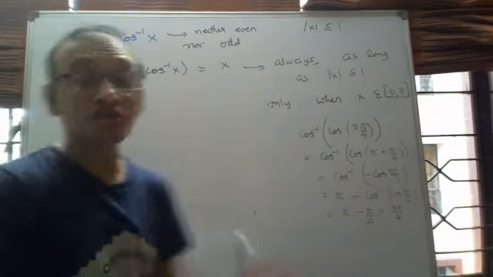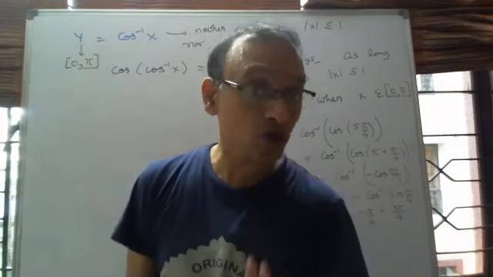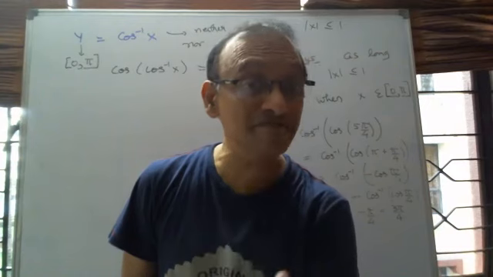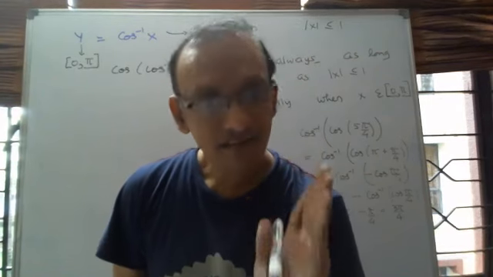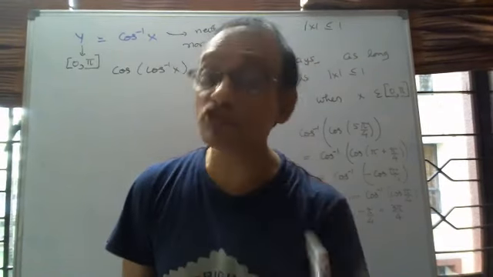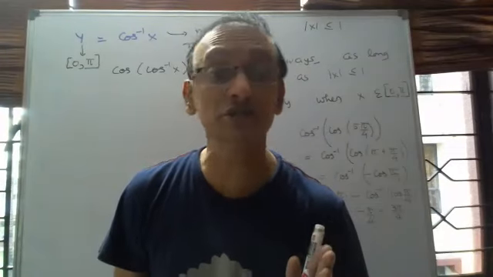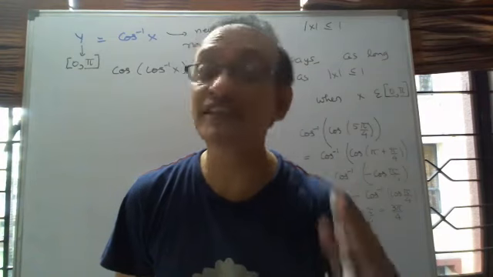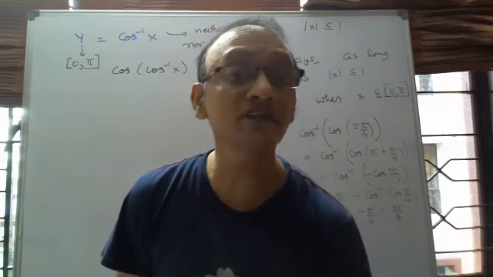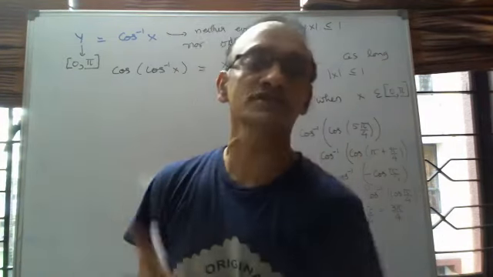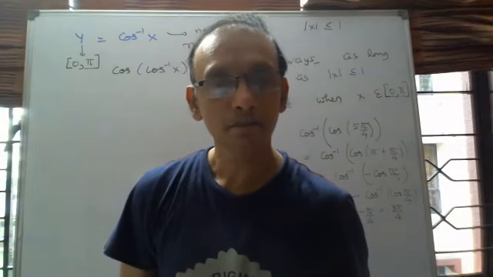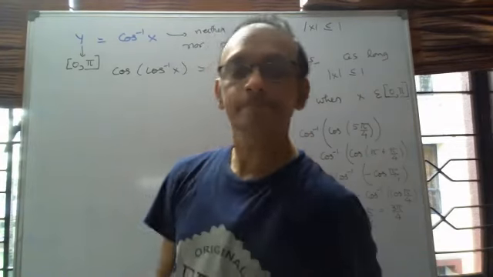So cos of cos inverse x will be x. But cos inverse cos x will be x only if x belongs to 0 to pi. Otherwise you'll have to manipulate like I did. And cos inverse x is not an even function, nor an odd function. It's neither even nor odd, because cos inverse minus x will be pi minus cos inverse x.